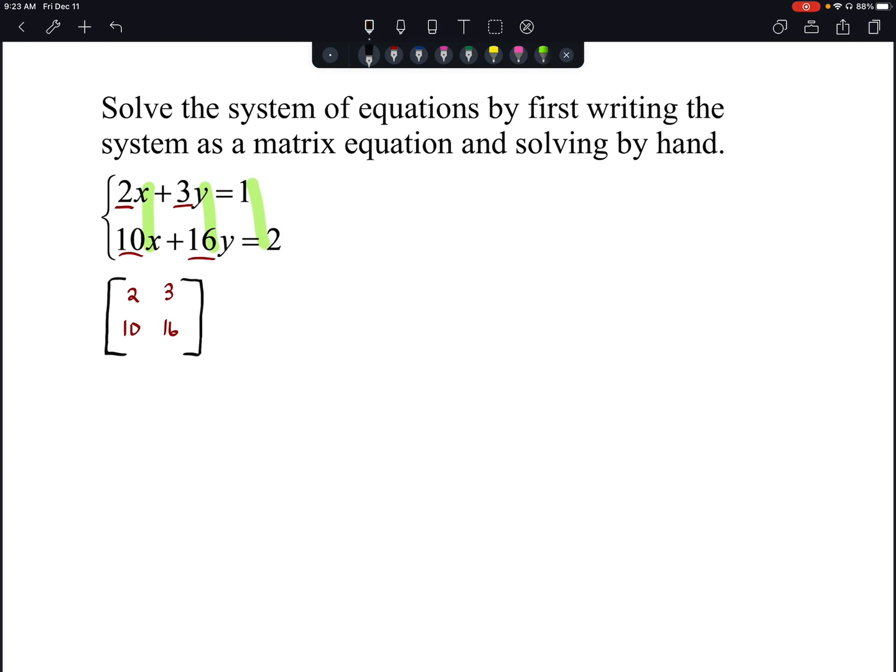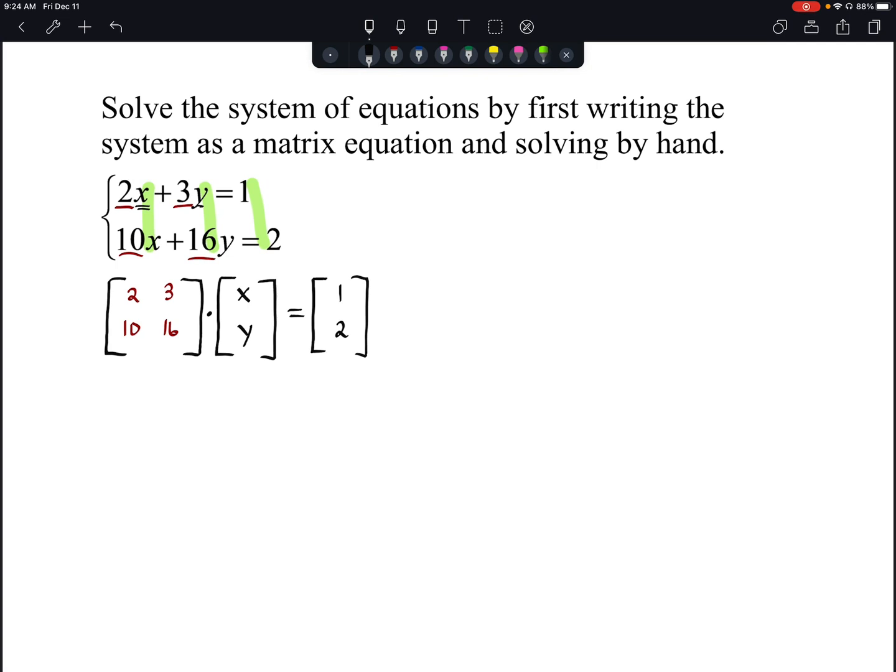And then we are going to multiply those by a 2 by 1 matrix that's going to contain x and y. So whatever the first one is would be on the top, and then the second one would be on the bottom. And this should equal, so we're multiplying those together, this should equal our answer, which is 1 and 2.